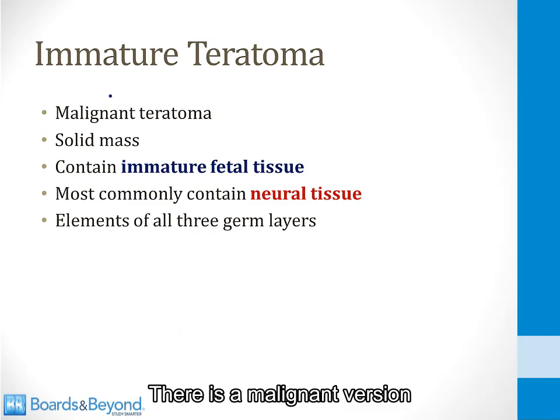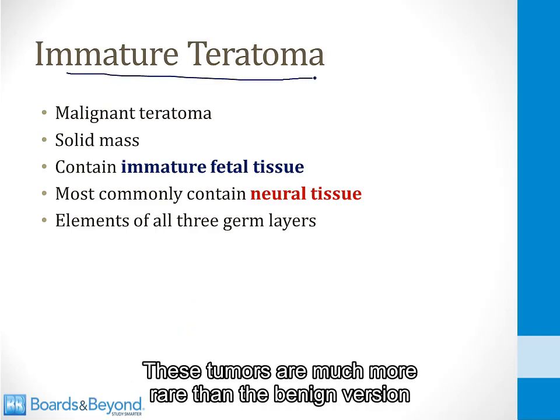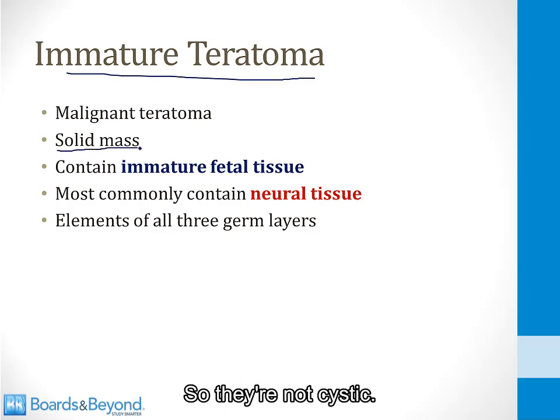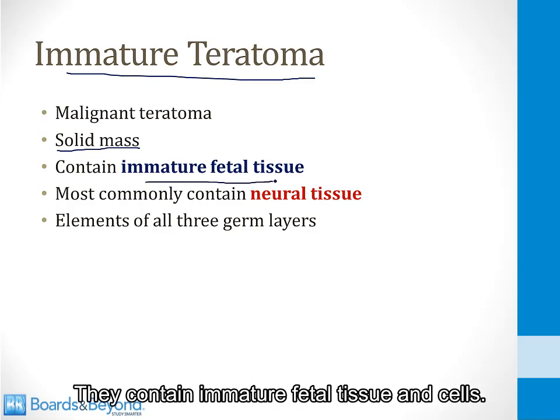There is a malignant version of a teratoma that can occur in the ovary. It's called an immature teratoma. These tumors are much more rare than the benign version of teratomas, the dermoid cyst. In contrast to a dermoid cyst, these are usually solid masses, so they're not cystic. They contain immature fetal tissue and cells.